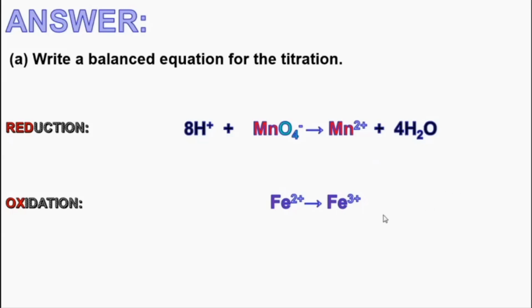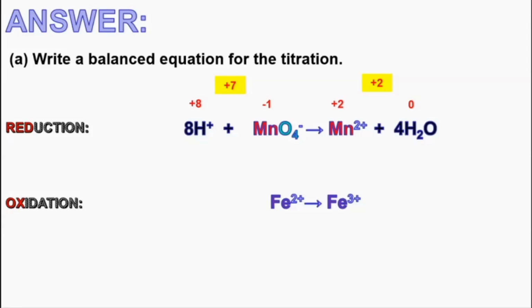Then we are going to balance the charges. For the first half equation, since we have 8 moles of H plus, that is a charge of plus 8, and permanganate is minus 1. Manganese 2 is plus 2, and water is 0. If we total up the charges, on the left side we get plus 7, while on the right side we have plus 2. So the charges are not balanced on both sides.